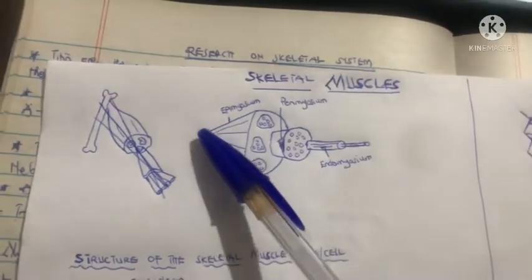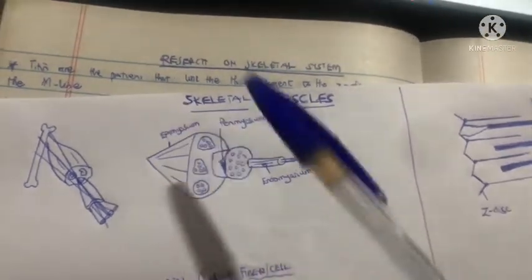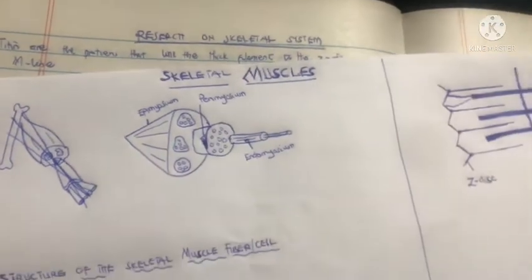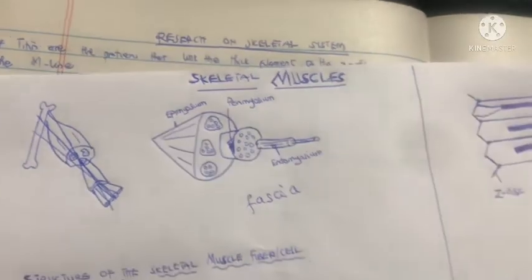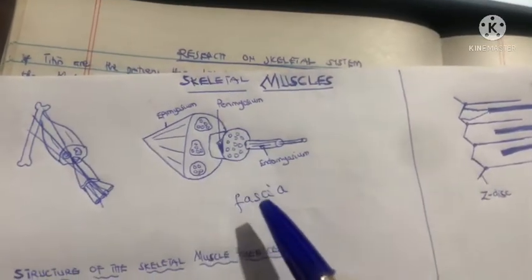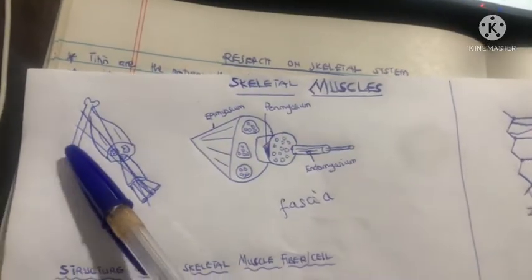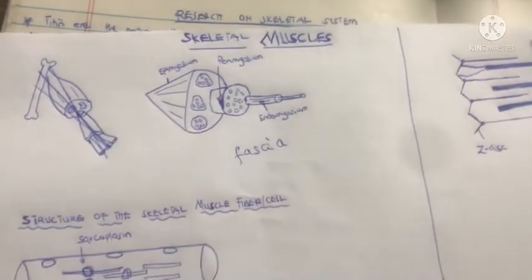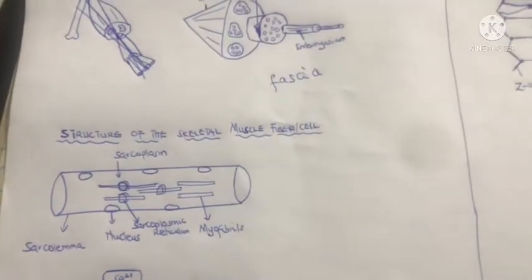Let's look at the whole unit of the skeletal muscle. You see, this is the epimysium covering the whole unit of the skeletal muscle. The epimysium is further covered by a certain connective tissue we call the fascia. Let me write it here. Fascia. You understand? And this fascia is the one covering the epimysium and connecting the muscle to the bone, by either a tendon or a tendon sheath called the aponeurosis. You understand?